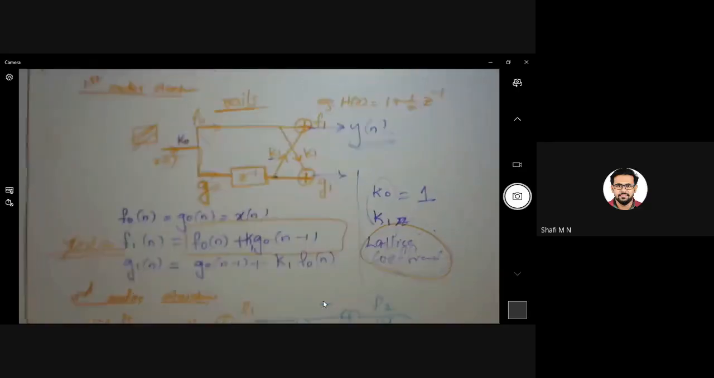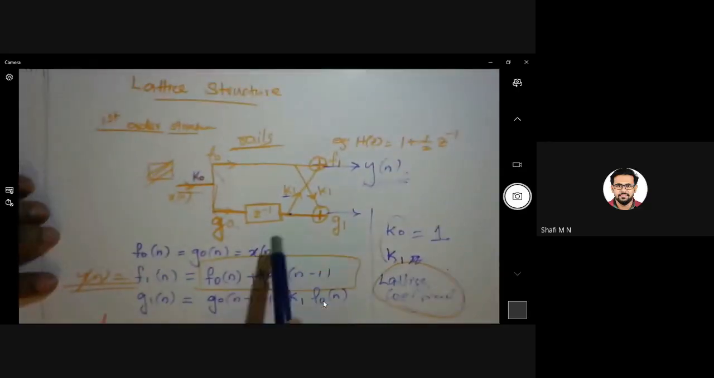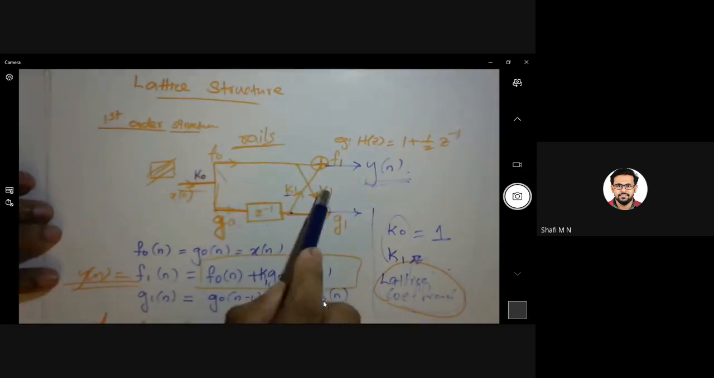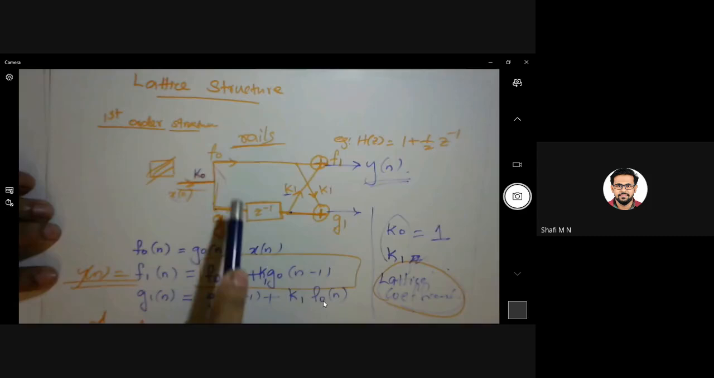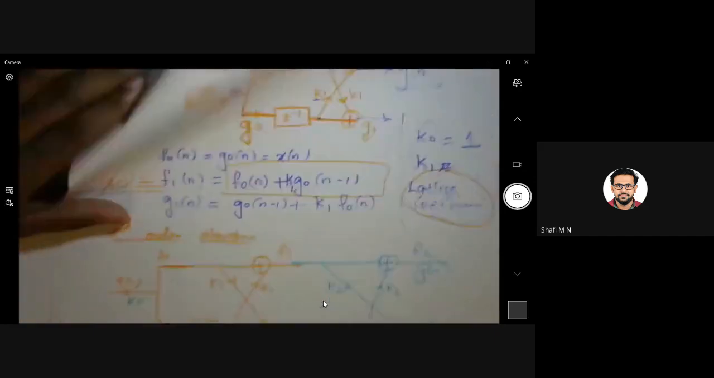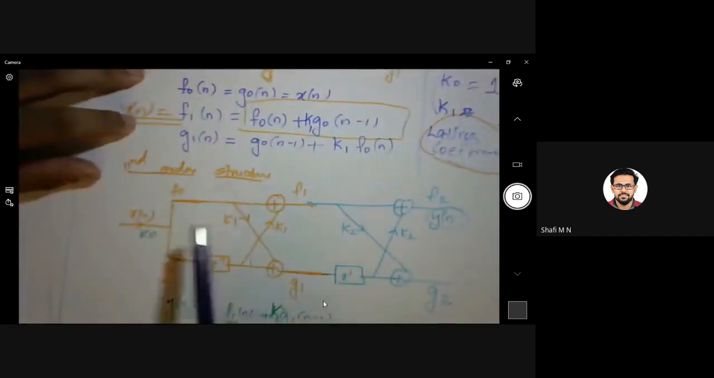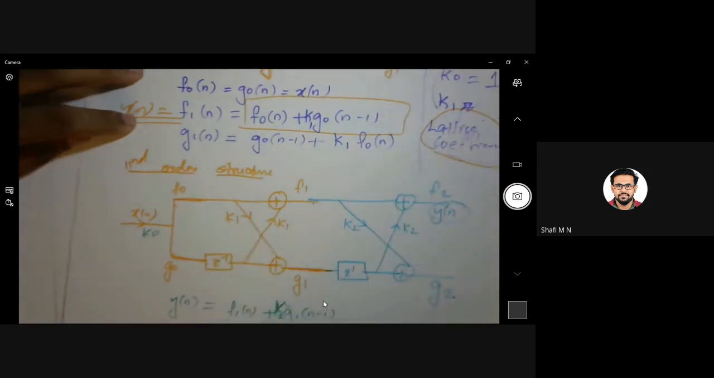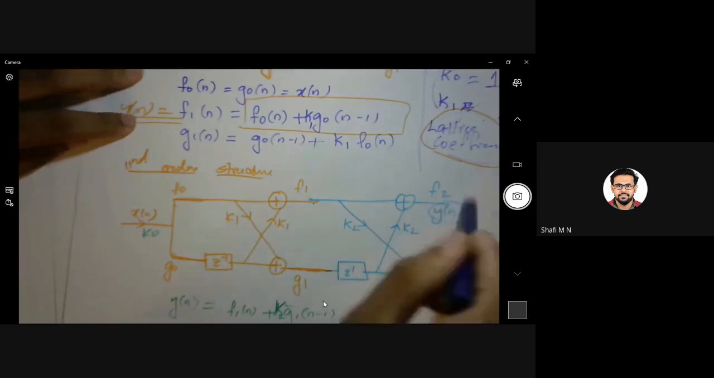Lattice structure realization. Last class we have seen the first order structure, and lattice coefficient as K1. You have two rails, F and G rail. This is F0, G0, and F1 and G1. F1 is your output. Then second order structure, again two rails, F rail and G rail, F0, G0, F1, G1, then F2 and G2. So this is the second order. You have two coefficients. Lattice coefficients are K1 and K2, and your output is F2.